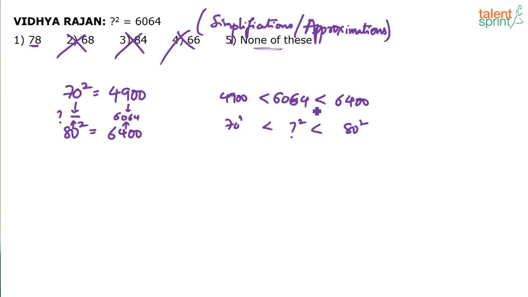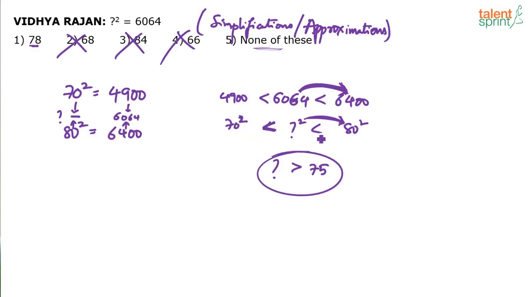Now, since 6064 is closer to 6400 when compared to 4900, it is much closer to 6400. Answer should be much closer to 80 when compared to 70, which means question mark here should be greater than 75, because the moment it becomes less than 75, it becomes closer to 70. You're getting it? It should be between 75 and 80.